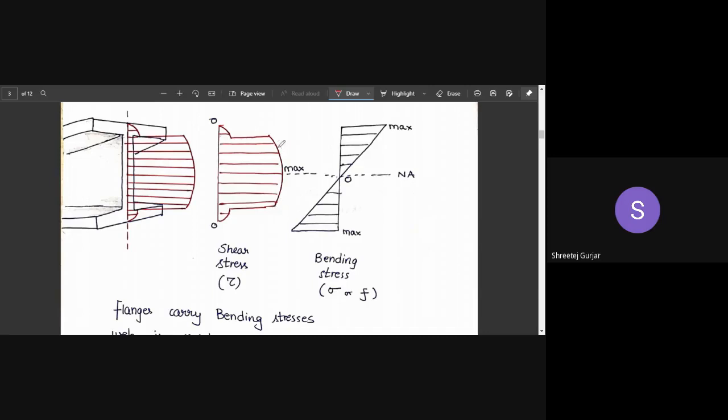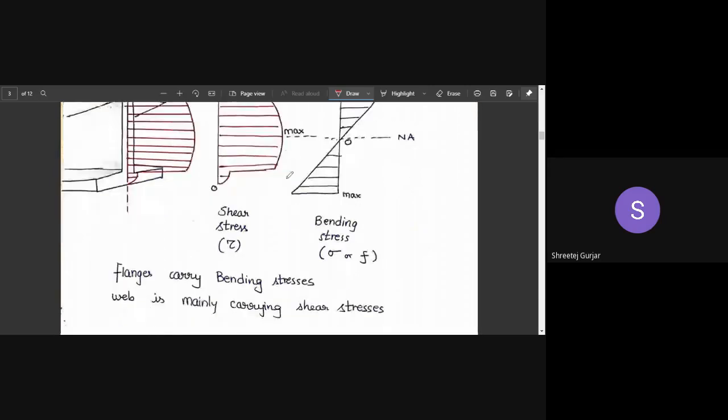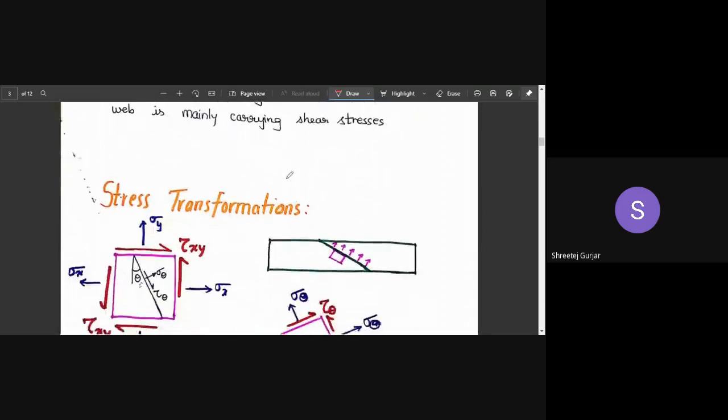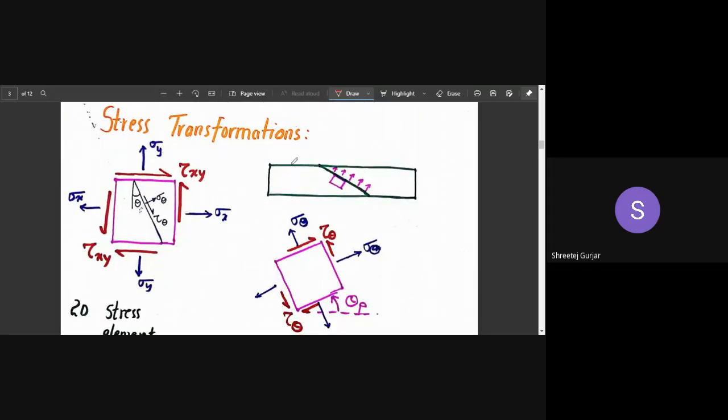The web section handles your maximum shear, and your flange handles what, bending stresses. Your flange is made to handle your bending stresses, and your web contributes towards holding your shear stresses. Now coming to stress transformation, this is very important regarding your numericals. We will be using this concept in solving your numericals.